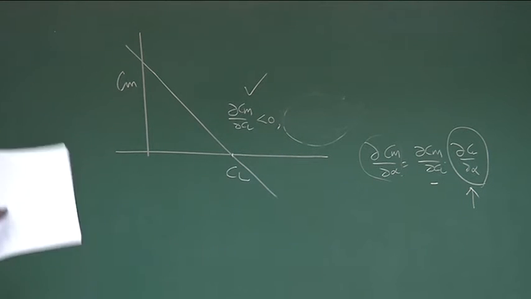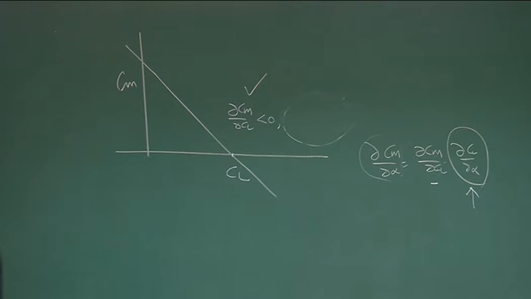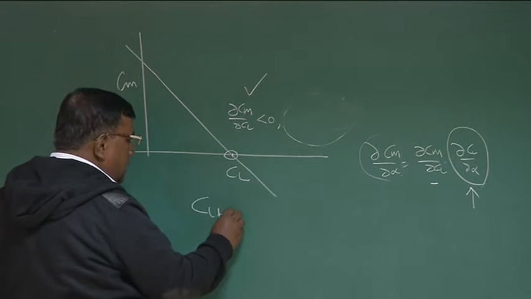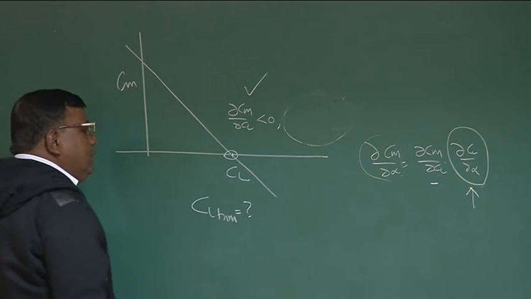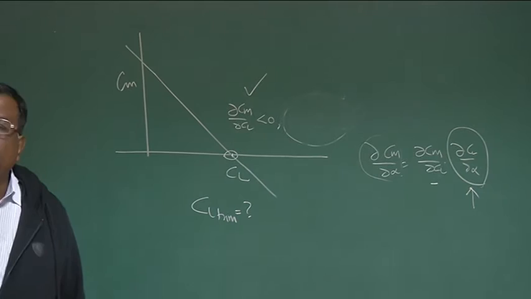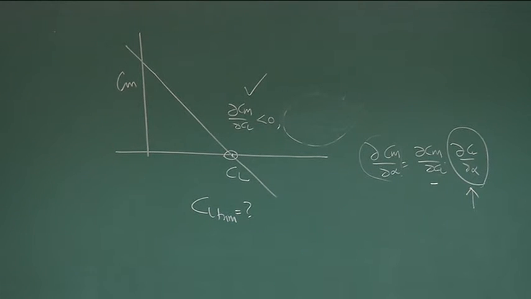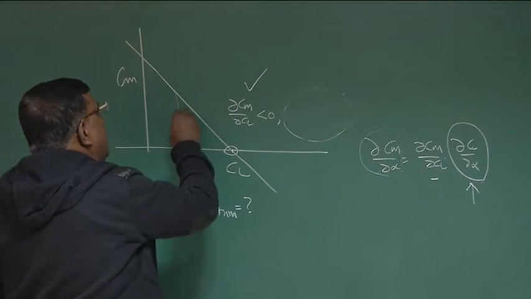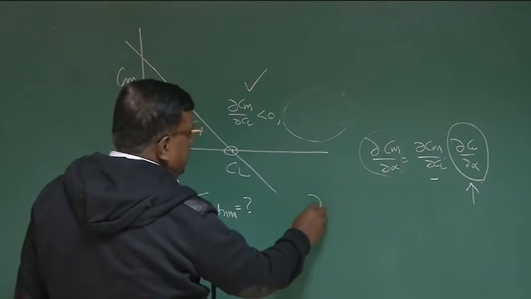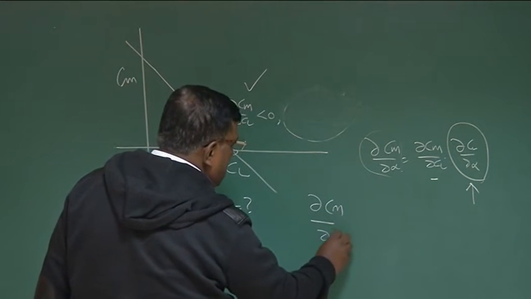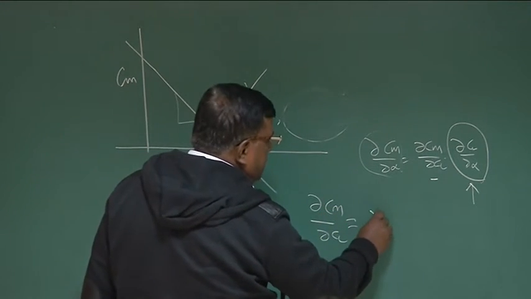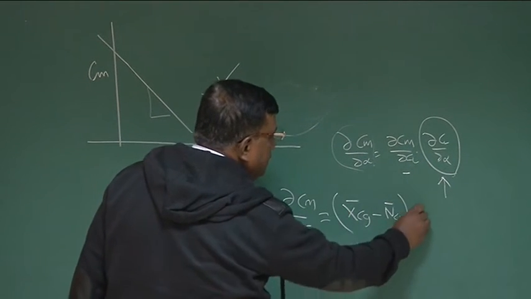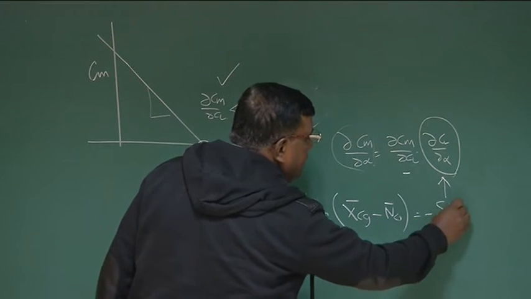Now, if I see this variation of CM versus CL, what is this point? This point we call CL trim. Why is it CL trim? Because at this CL the aircraft is in equilibrium, maybe one of the cruise conditions. Also, the slope of this line, dCm by dCl, is loosely given as xCg minus n naught bar, which we have already derived is nothing but minus the static margin.